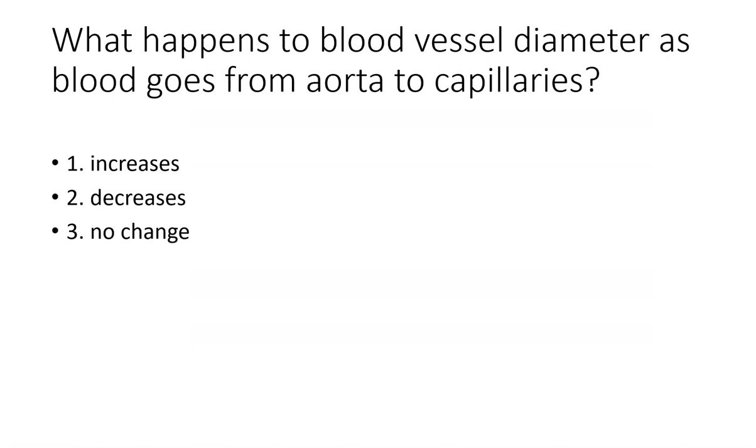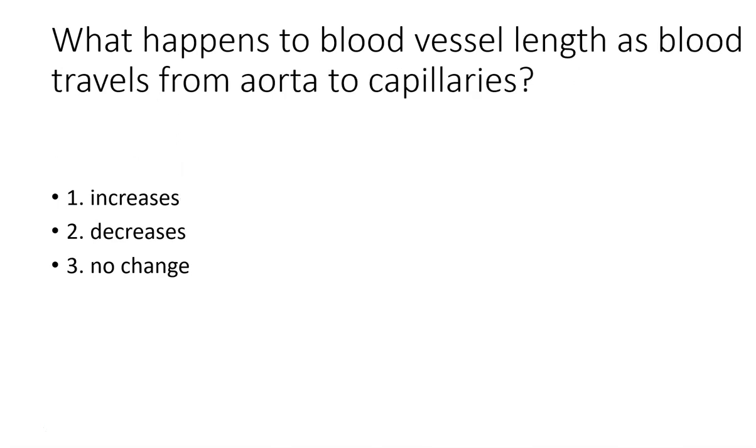Okay, so what happens to blood vessel diameter as the blood goes from the aorta to the capillaries? As you go from the aorta and it branches into arteries, then smaller arteries into arterioles and capillaries, the diameter is going to decrease. So what happens to blood vessel length as the blood travels from the aorta to the capillaries? The total length that the blood has traveled is going to increase because again, you're getting farther away from the pump.